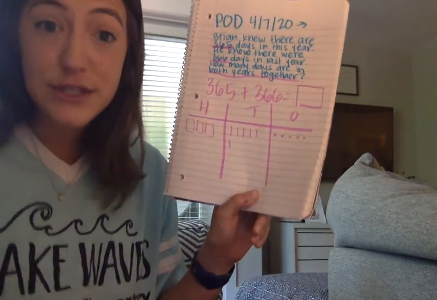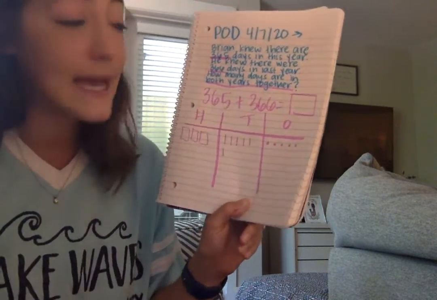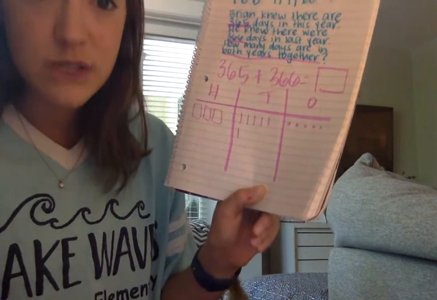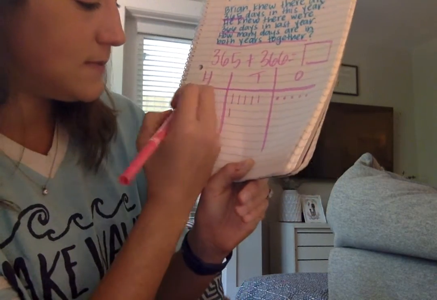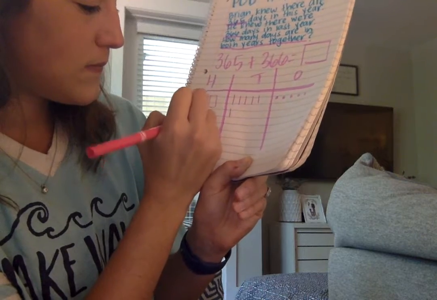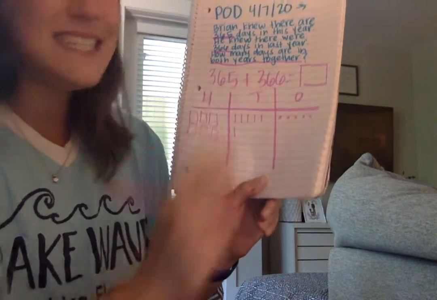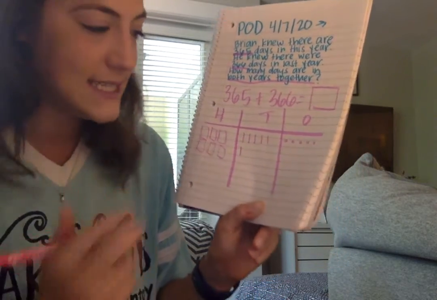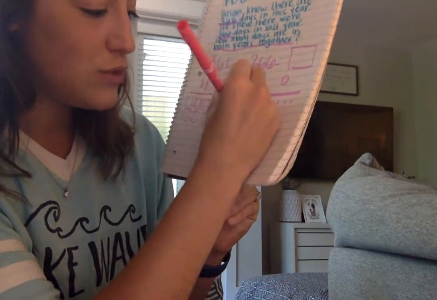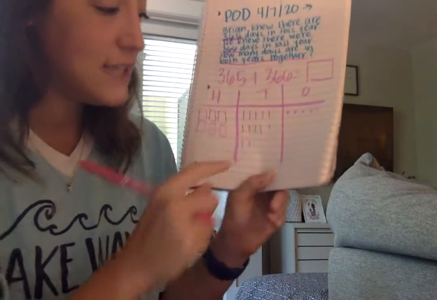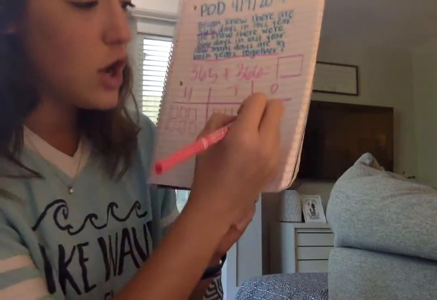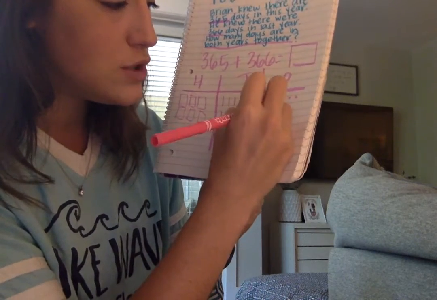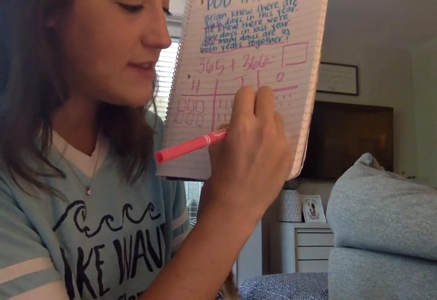Now that I have my first number drawn out, I'm going to go ahead and draw my second number. I see a 3 in the hundreds place, which means I need to draw 3 hundreds. I see a 6 in the tens place, which means I need to draw 6 tens, which equals 60. So 1, 2, 3, 4, 5, 6, again in that 10 frame. And I see a 6 in the ones place, so I'm going to draw 6 ones. 1, 2, 3, 4, 5, 6.